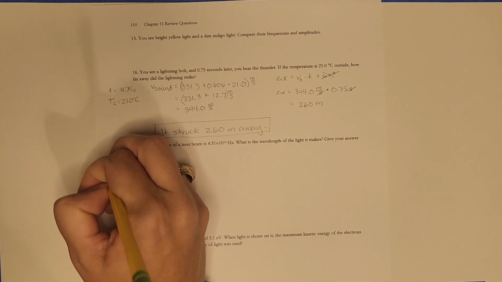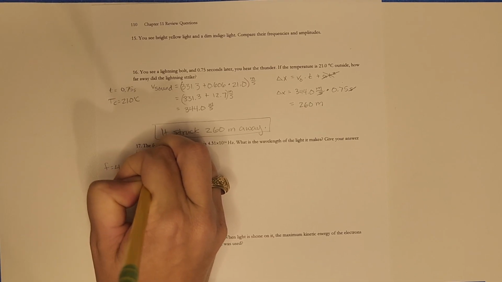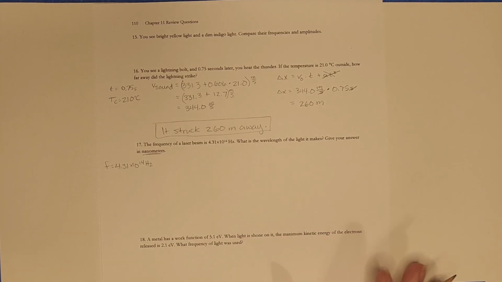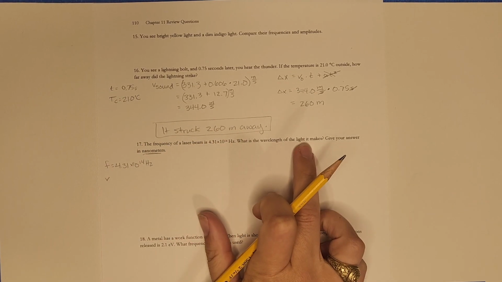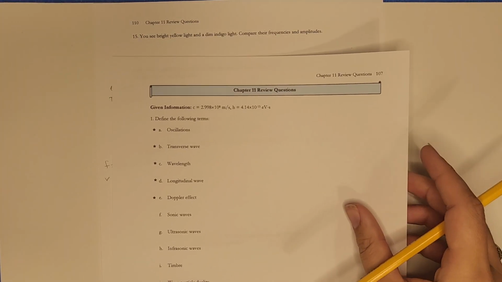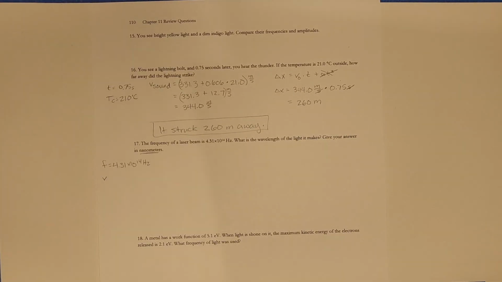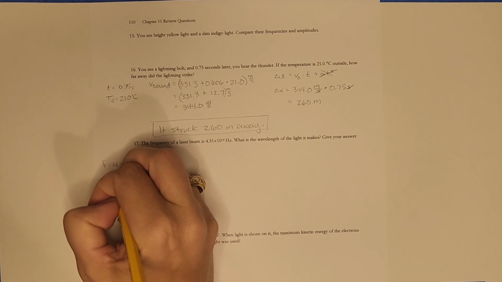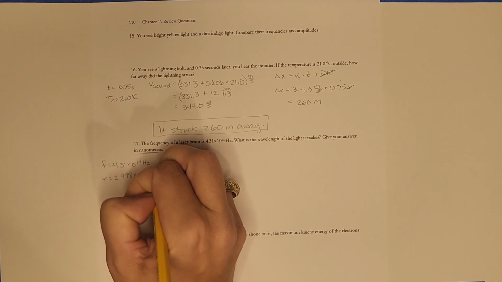So let's write out what we have. We have frequency equals 4.31 times 10 to the 14th hertz. And we also have our velocity here because this is light, okay? And so from this first page, our given information, we were given c, which is the speed of light. So we're going to use that too, and so that's what I'm going to write in here for my velocity. So velocity equals 2.998 times 10 to the 8th meters per second.